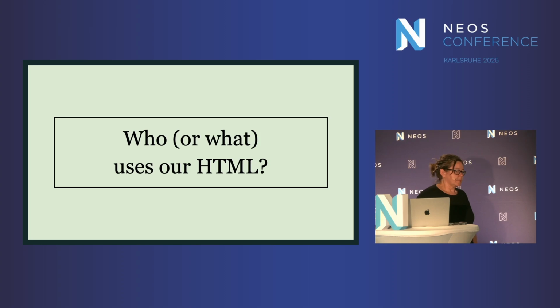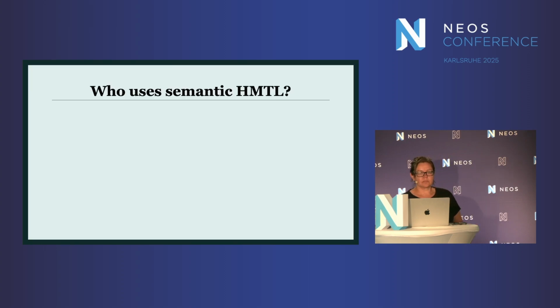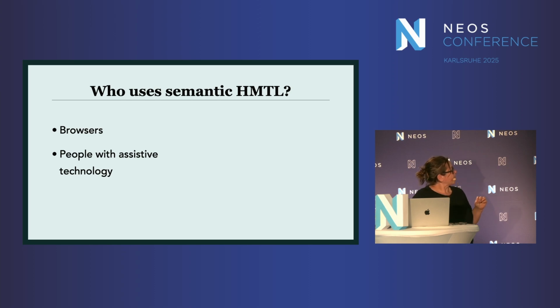Who or what uses our semantic HTML? First of all, the browsers. They load the HTML first, and if no additional CSS is given, they apply basic styles. Next, we have two groups of visitors. The first are people who use assistive technology. Think of screen readers, braille keyboards. They typically don't see well the visual parts of a website. They interact with the HTML.